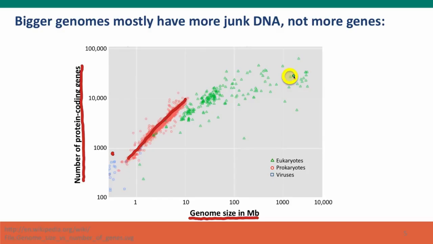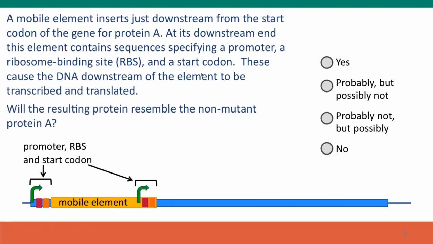Here's us, we're this yellow circle. We're actually pretty typical for animals. Our genomes have about 20,000 genes, maybe 30, depending on how you count, and we're about 3,000 megabases of DNA. And most of our genome is not genes. If most of our genome was genes, we'd be over here on the graph.